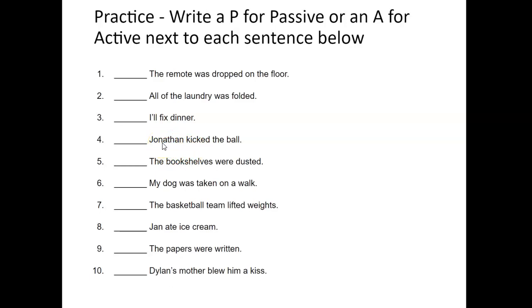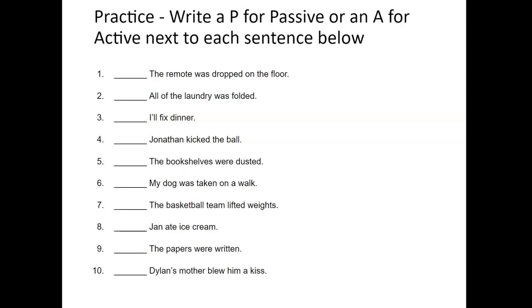Number five, the bookshelves were dusted. Active or passive? Number five is passive. This is another one where we could add "by zombies" at the end and it would make sense. The bookshelves were dusted by zombies. So that is passive.